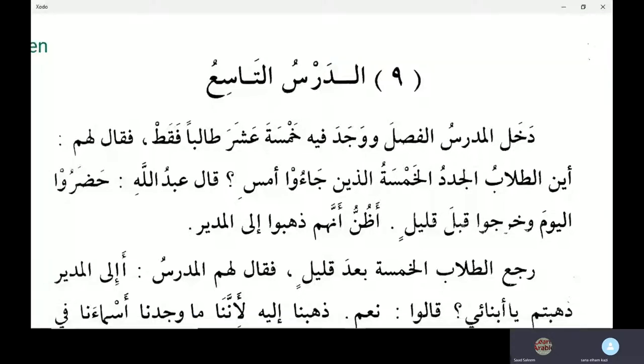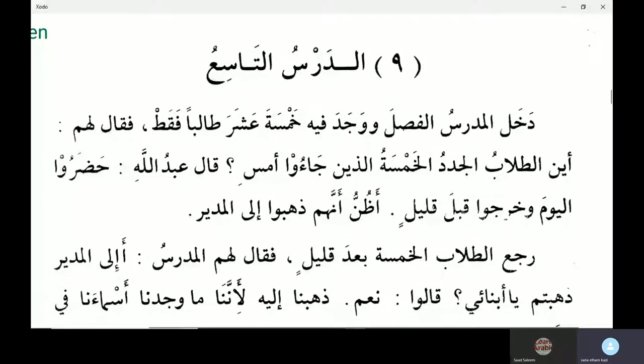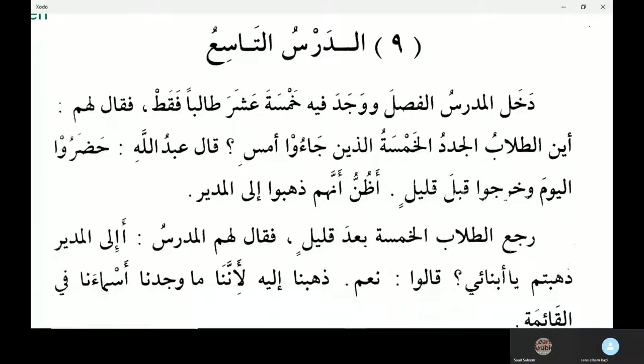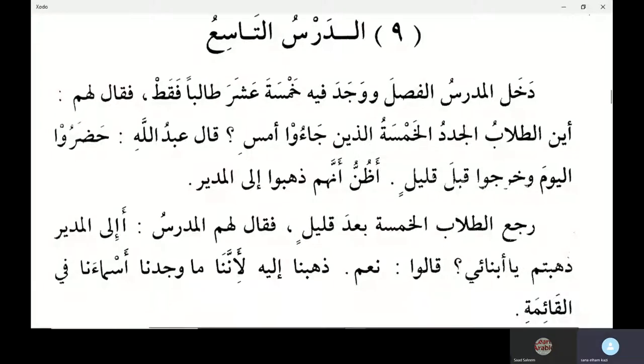Dakhal al mudarrisu al-fasla wa wajada fihi khamsata ashara talibann faqat, faqala lahum. The teacher entered the class and he found in it fifteen students only, and he said to them, Aina tullabul jududul khamsatu? Where are the five new students?